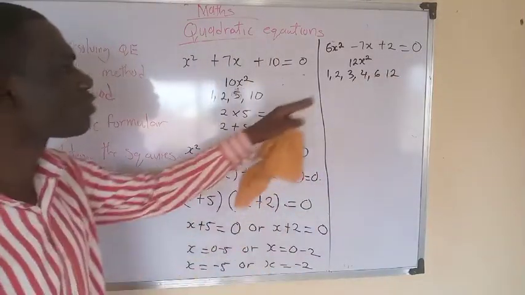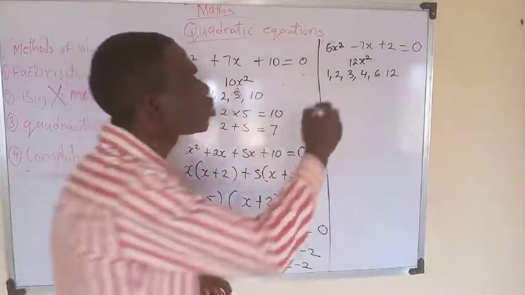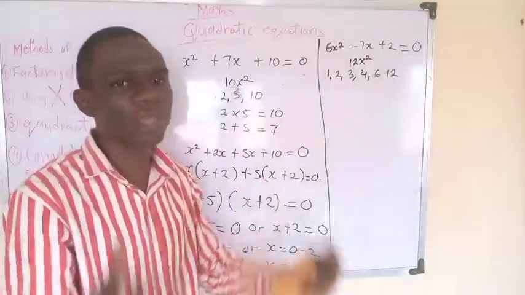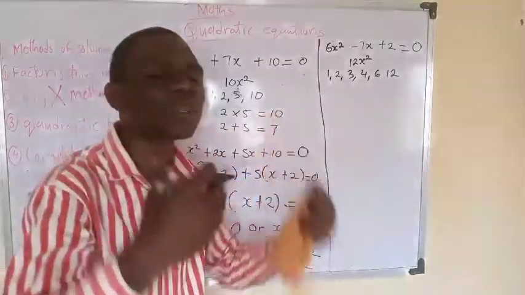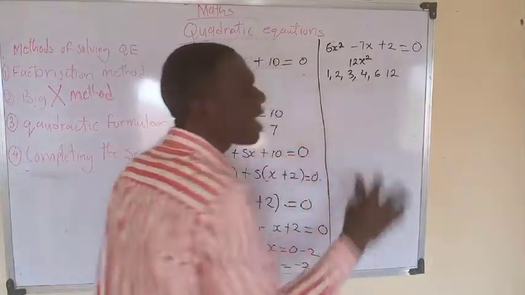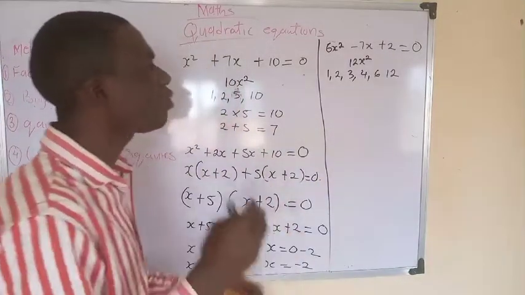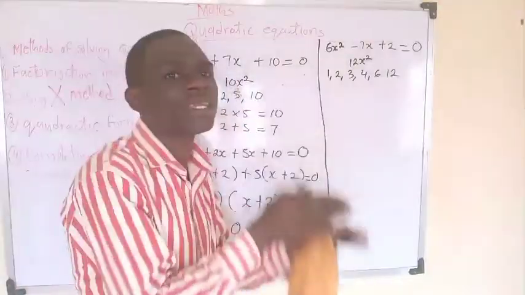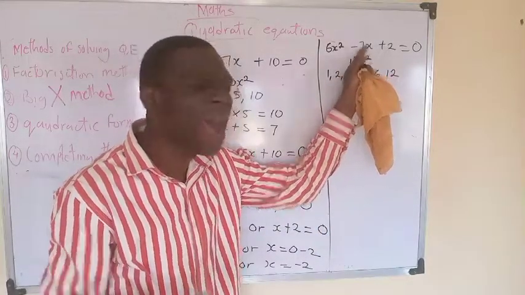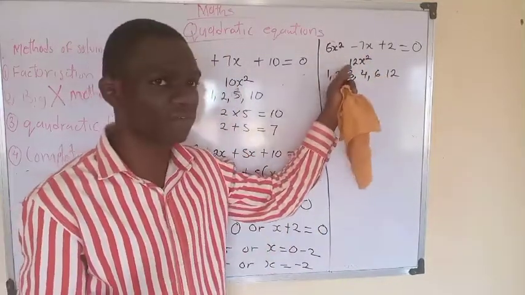Now, all these factors of 12 means that when you say 12 divided by any of these, you will get an answer without a remainder. That is why they are called factors of 12. Alright? So now in these factors of 12, you will have to look for two factors that when you either add or subtract them, you will get a negative 7. And when you multiply them, you should get 12.